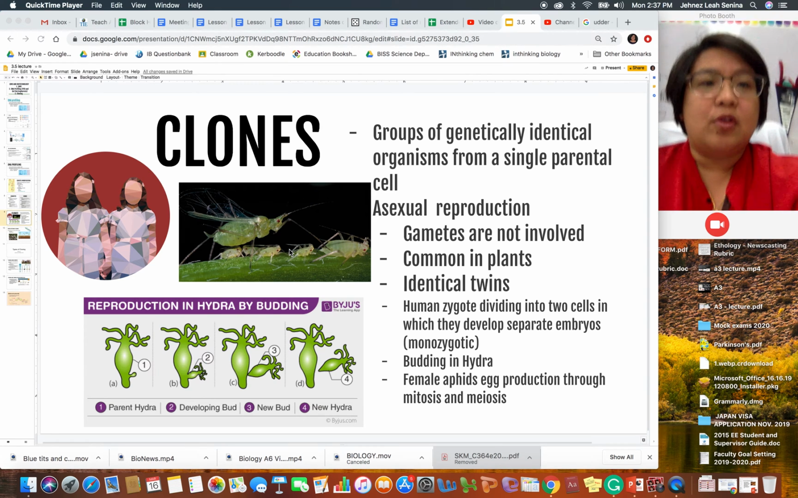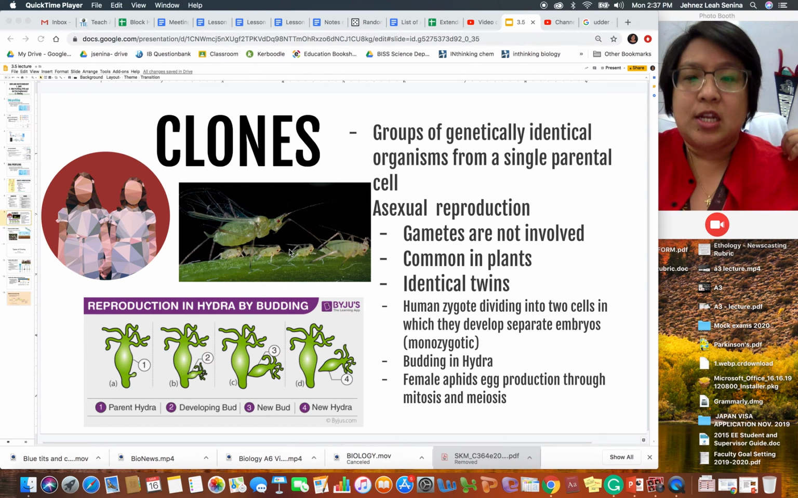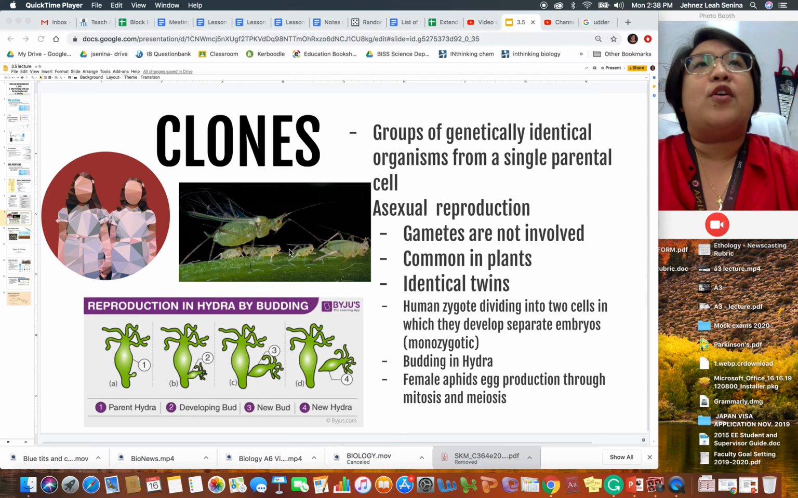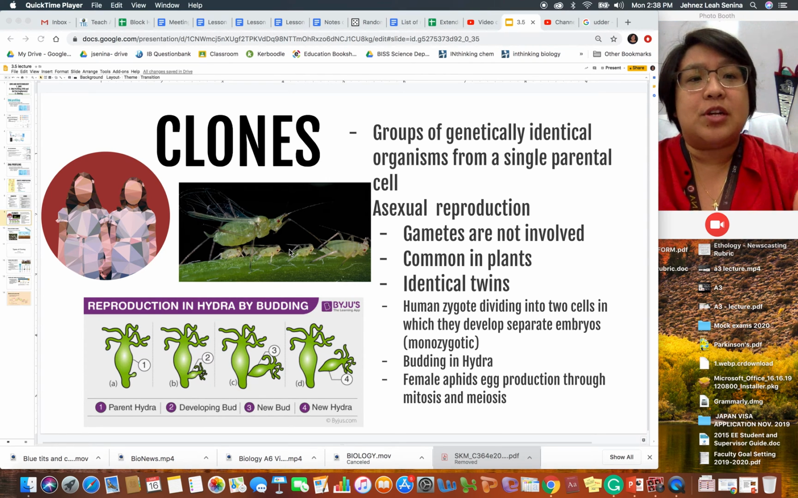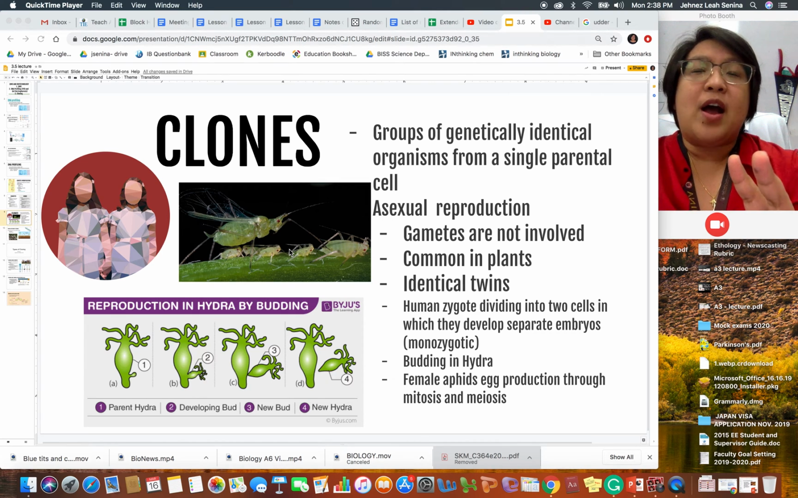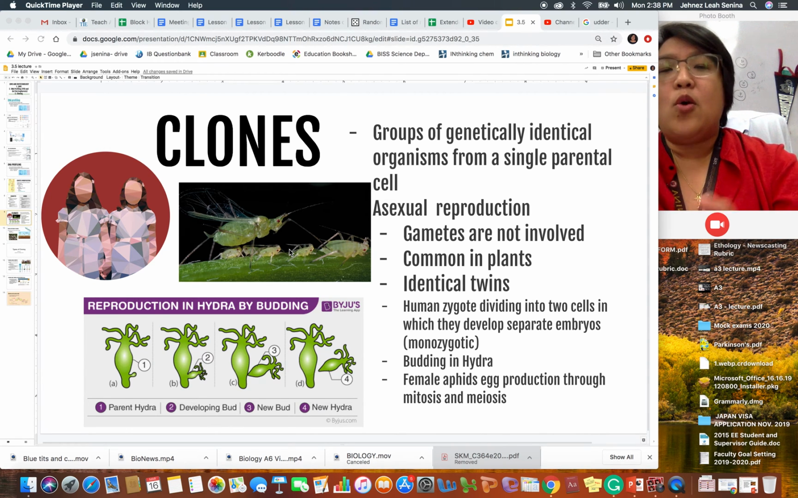By now, you should have learned two types of biotechnology that we utilize for studying DNA. Number one is DNA profiling, both involving PCR and gel electrophoresis. Number two is genetically modifying organisms, or GMOs. Now, the third technology you need to know is cloning.